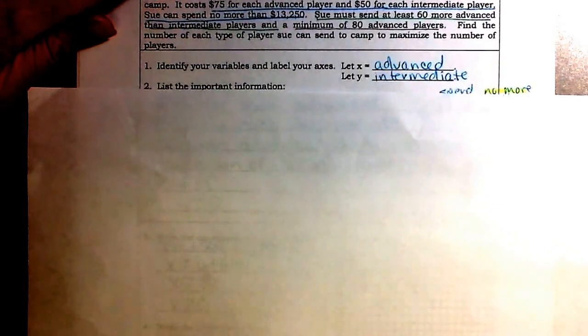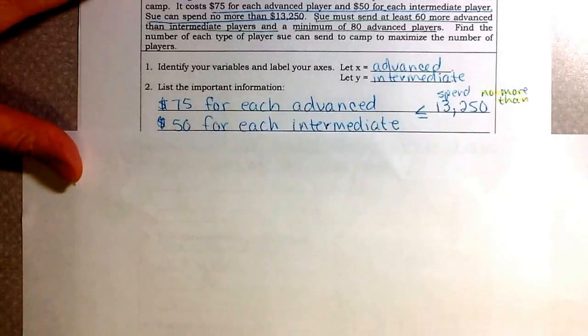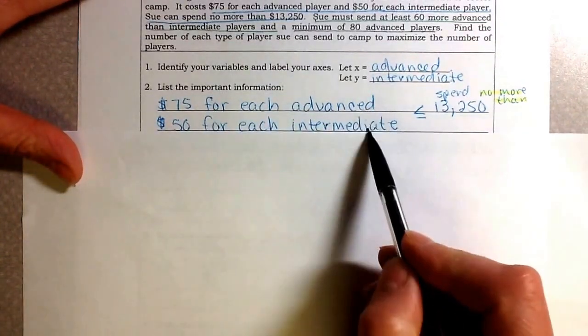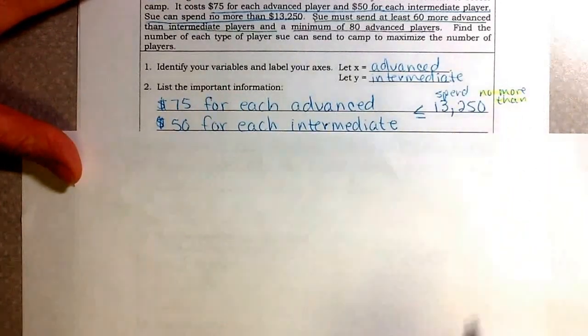First you want to identify your variables and label your axes. So we're going to let X indicate our advanced players, and we're going to let Y represent our intermediate players. Now we're going to list the important information. Basically I'm just pulling things out of here and writing them down. I know that I have $75 for each advanced and $50 for each intermediate, and with both of these together, I can't spend any more than $13,250. So that no more than indicates an inequality.